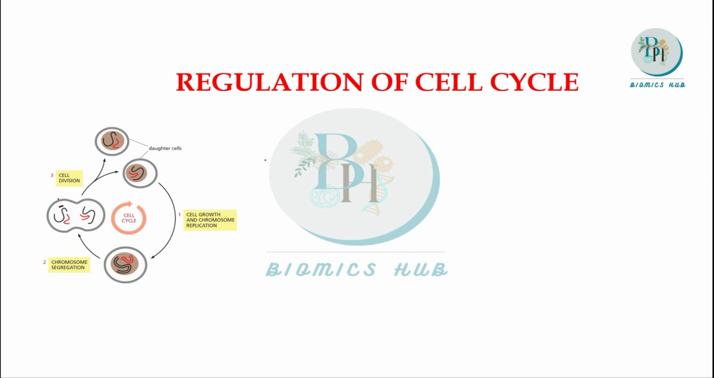In this video, we are going to discuss the regulation of the cell cycle. So what happens when a cell is present? It needs to divide itself into two daughter cells. Whenever it is dividing, whatever is present in the parent cell, it needs to transfer into the daughter cell.